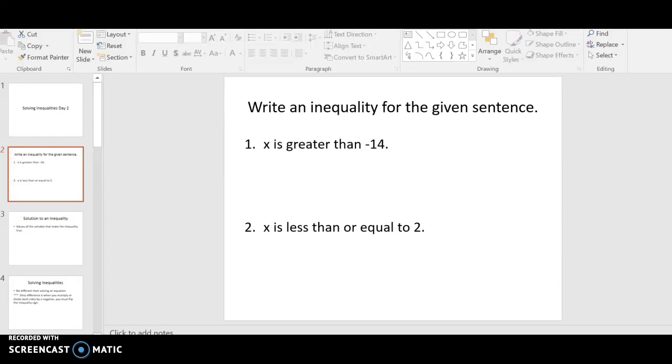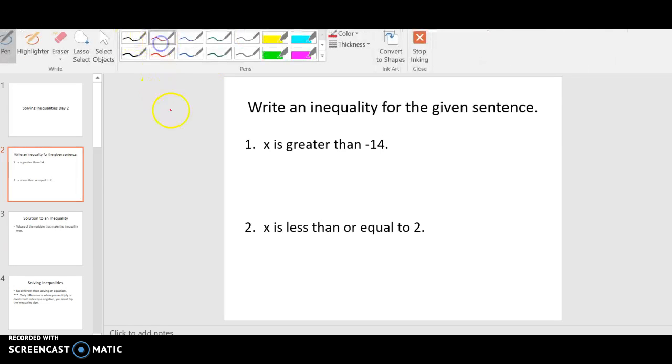Solving inequalities, day two. We're going to talk about a couple of things before we move into solving. Real quick, you did a really good job on the last homework assignment. You got pretty much 100%, so it seems like you understand the inequalities. Now, let's translate the verbal expression to the inequality.